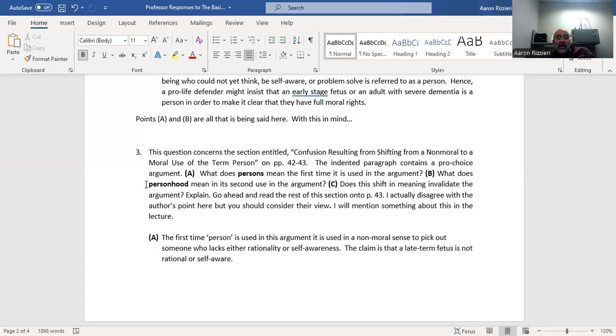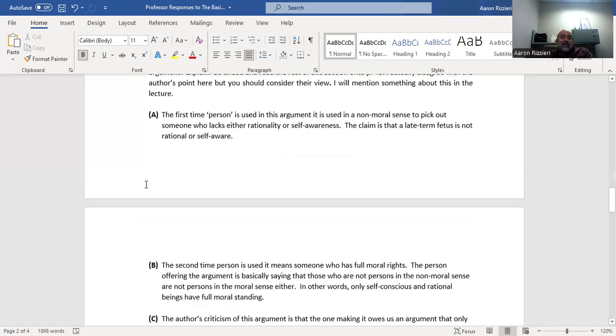The indented paragraph contains a pro-choice argument on pages 42 to 43. What does person mean the first time it is used in the argument? What does person mean in the second use? Does this shift in meaning invalidate the argument? Okay, so the first time person is used, let me just go to that, page 42, 43.